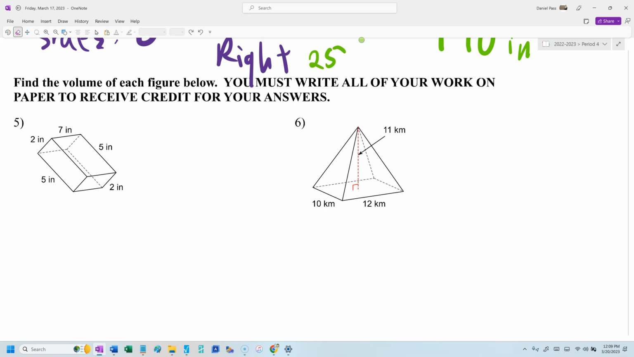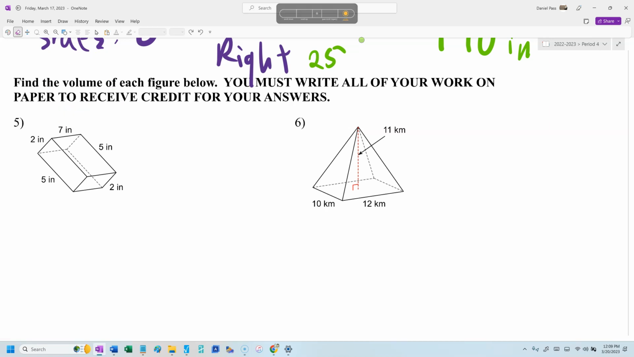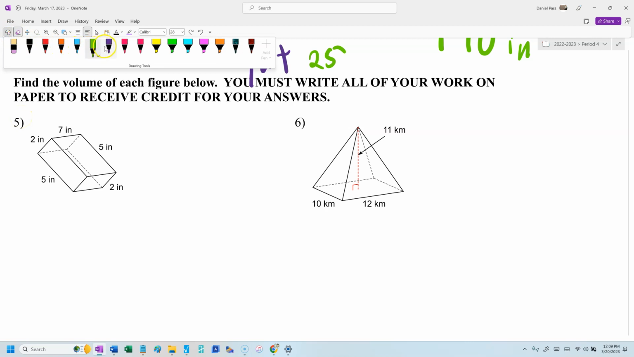Okay. All right. So, how did you do this? Volume, not surface area, volume. So, first, I multiplied 5 times 2 first. What color do you want? Purple. Okay, go ahead. 5 times 2. So that's which side?